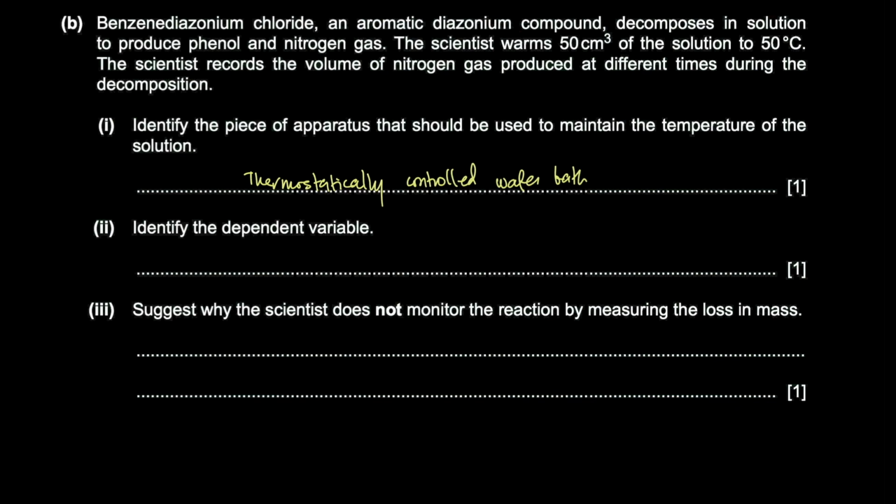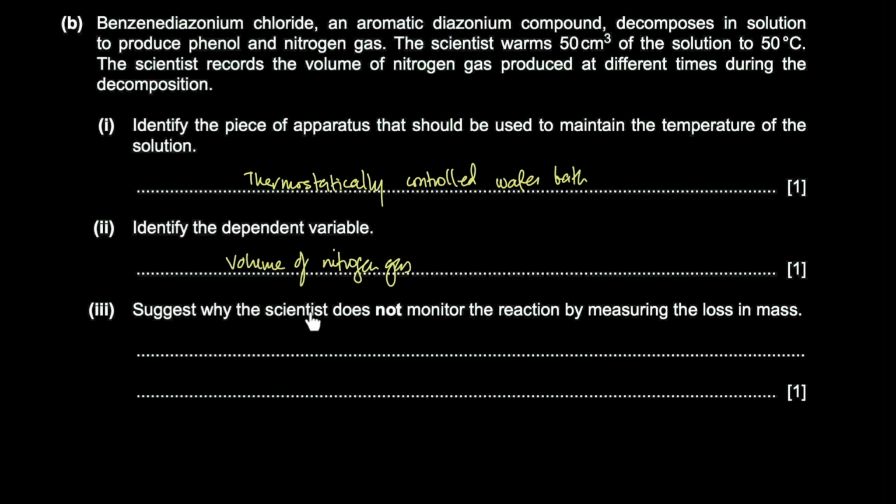Identify the dependent variable. Here we're setting the temperature to 50 degrees Celsius, and the volume of gas produced at different times is the dependent variable, right? The dependent variable is the volume of the nitrogen gas.